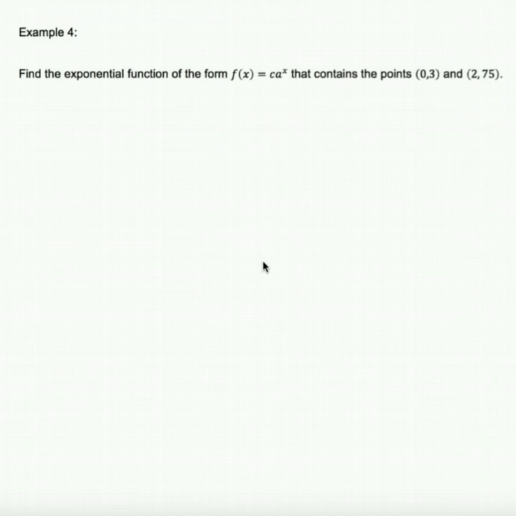Example 4, we're going to examine the exponential function of the form f of x equals c times a to the x. So the only difference between the exponential function we looked at at the beginning of this lecture and this form is that now we have that constant c out in front of my a to the x. And we saw that in the previous examples. So here's how you start. They're giving you this point (0, 3), okay? That's my y-intercept.